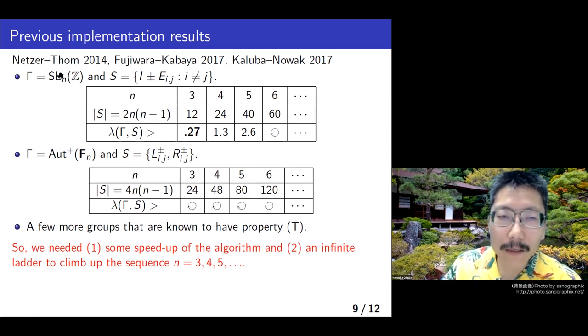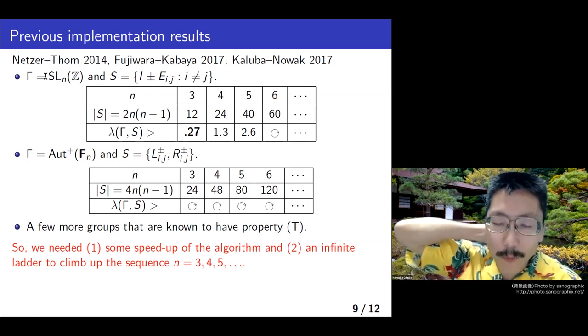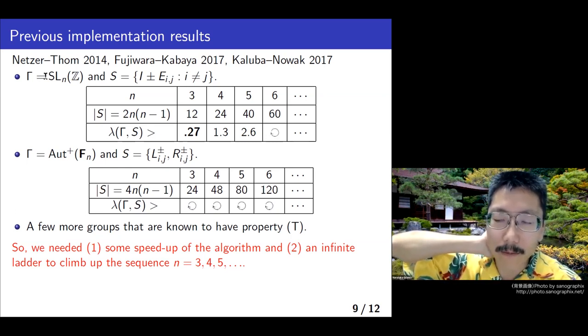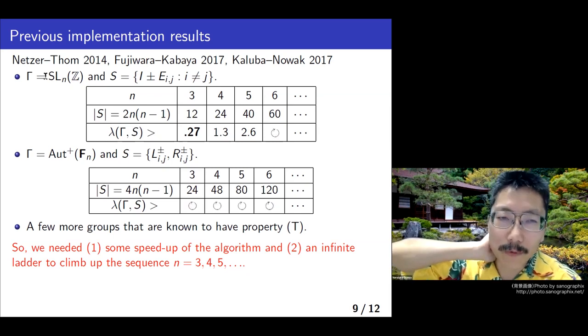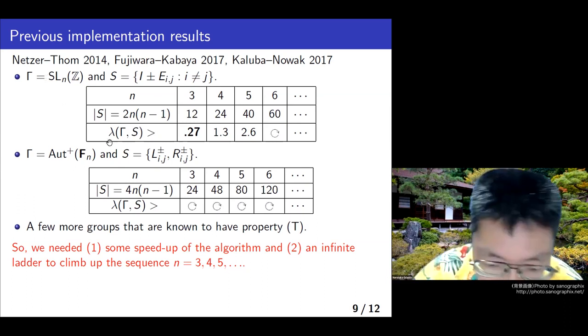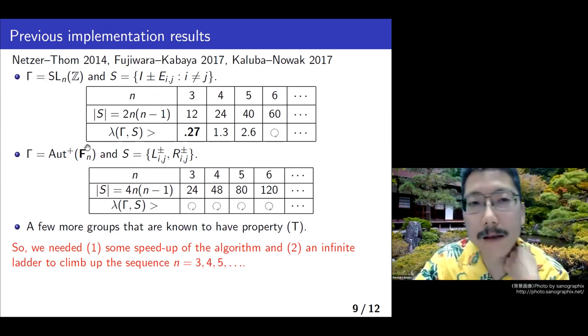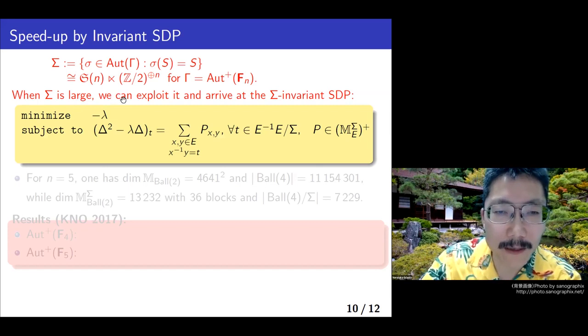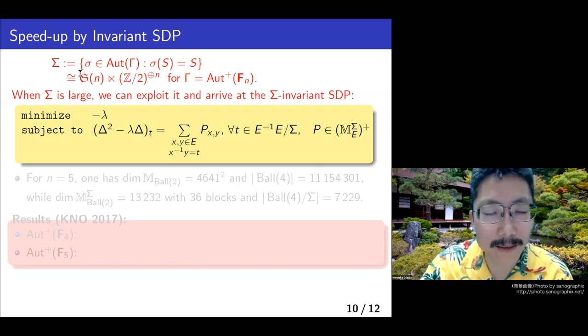In this SLNZ case, there's a simple trick: if you know SL3 has property T, then you can easily show from that SL4, 5, 6 have property T. The proofs that SL3 has property T, there are many nowadays. There are a lot of proofs known, but they are all involved. So I talk about speed up. The speed up that Kaluba and myself did is something everybody can come up with.